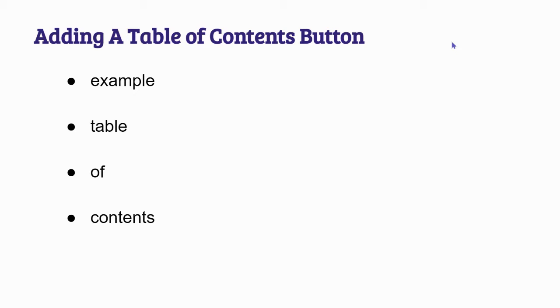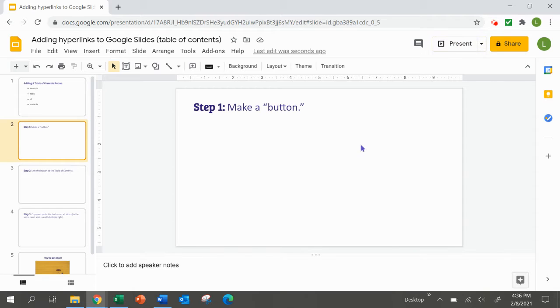Hi team, this is a quick video to show you how to add buttons to your table of contents or to your Google Slides so that you can go back to your table of contents really quickly and easily. So the first thing that you want to do in your Google Slides is make a button. Let me show you how to do that.